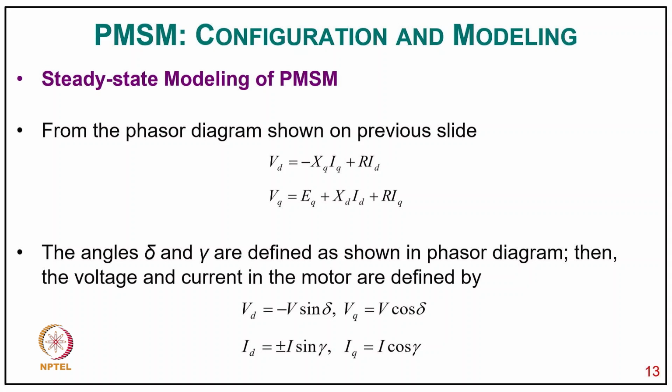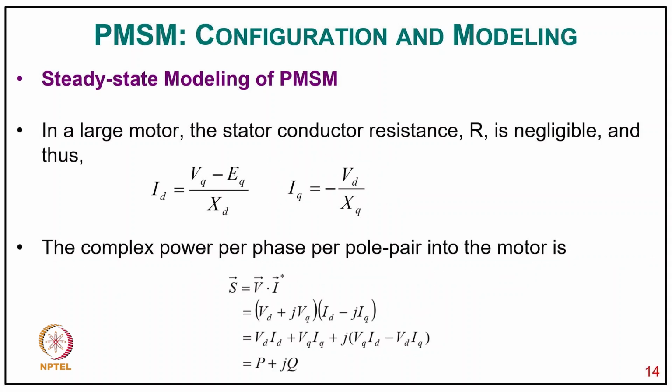The angles delta and gamma are defined as in the phasor diagram. Then the voltage and current in the motor are defined as Vd equals minus V sin delta and Vq equals V cos delta, and Id equals minus I sin gamma and Iq equals I cos gamma. In large motors, the stator conductor resistance R is negligible, hence we can say Id equals (Vq minus Eq) upon Xd and Iq equals minus Vd upon Xq.